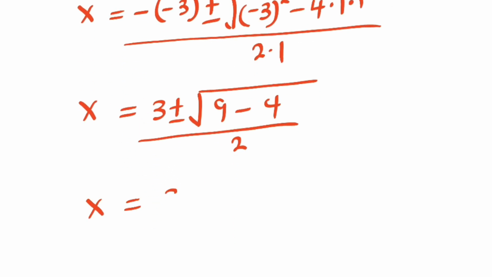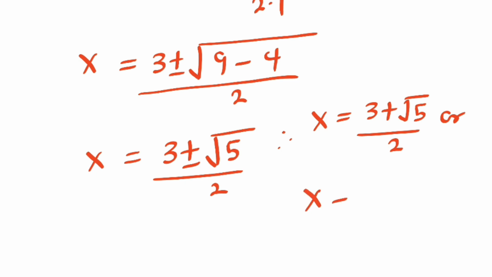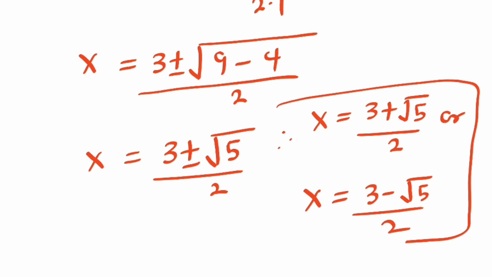S is equal to 3 plus or minus square root of 9 minus 4, that is 5 over 2. Therefore, S is equal to 3 plus square root of 5 over 2, or S is equal to 3 minus square root of 5 over 2. And these are the values of s.